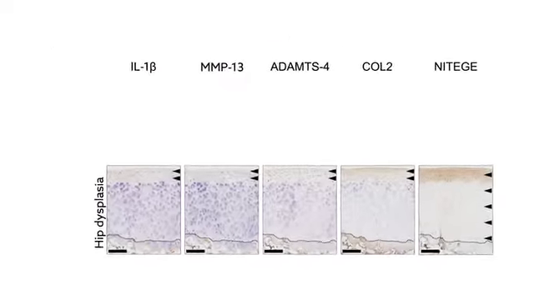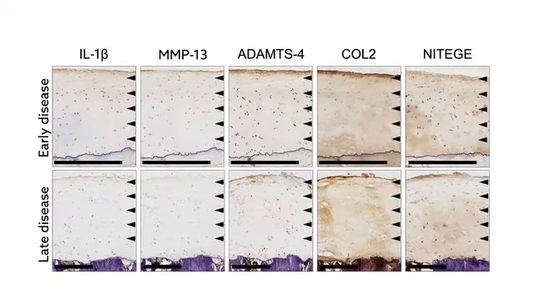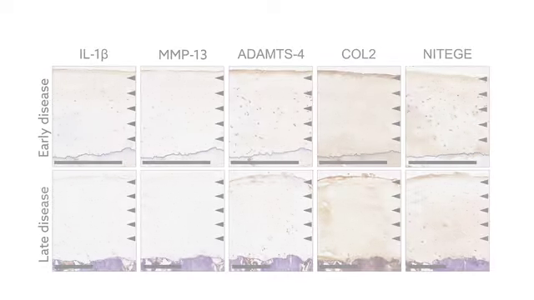To be sure, hips with dysplasia did express the same molecules, but their expression was confined to the superficial zone of cartilage. In hips with impingement, these molecules were expressed in all cartilage zones. This more extensive pattern suggests that inflammation due to impingement results from chronic shear stress.